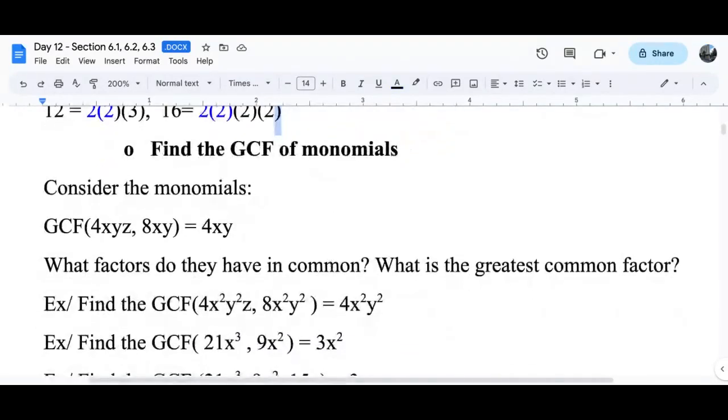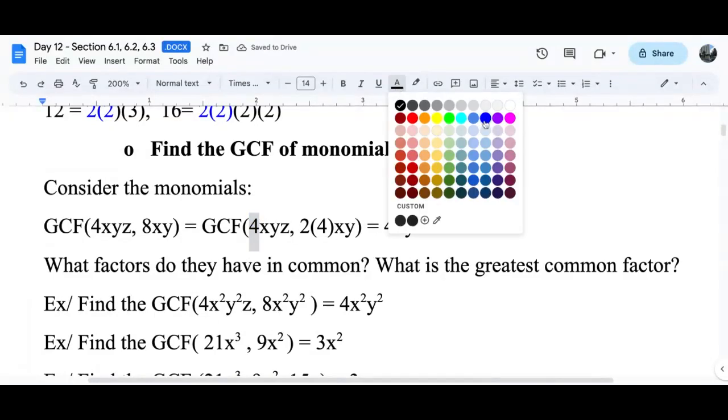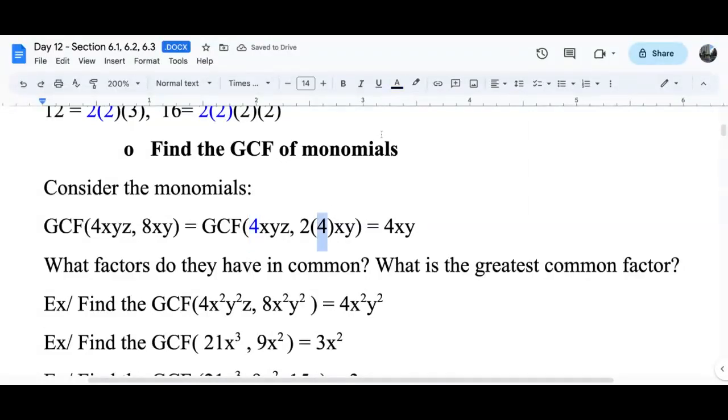What about with expressions? What about polynomials? Let's first look at monomials. We have two monomials. We have 4xyz and 8xy. So what do they have in common? 8 can be written as 2 times 4, right? So we see 4, I'm going to highlight. 4 is a common factor of those two expressions, or those two monomials.